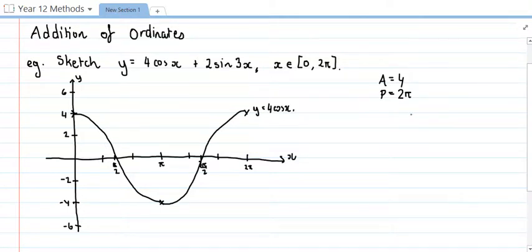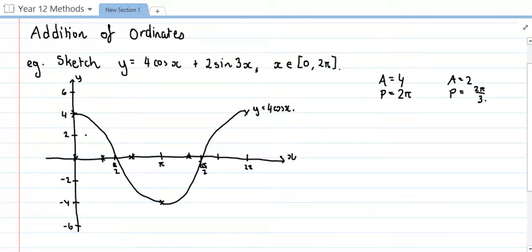Okay, I'm also going to do the 2 sine 3x. So for that, the amplitude is 2 and the period should be 2 pi on 3. So it's going to be repeating a bit here. And this is a sine function, so it's going to start at the origin. Okay, and at 2 pi on 3 it's going to finish, and then at 4 pi on 3 it will have completed another cycle.